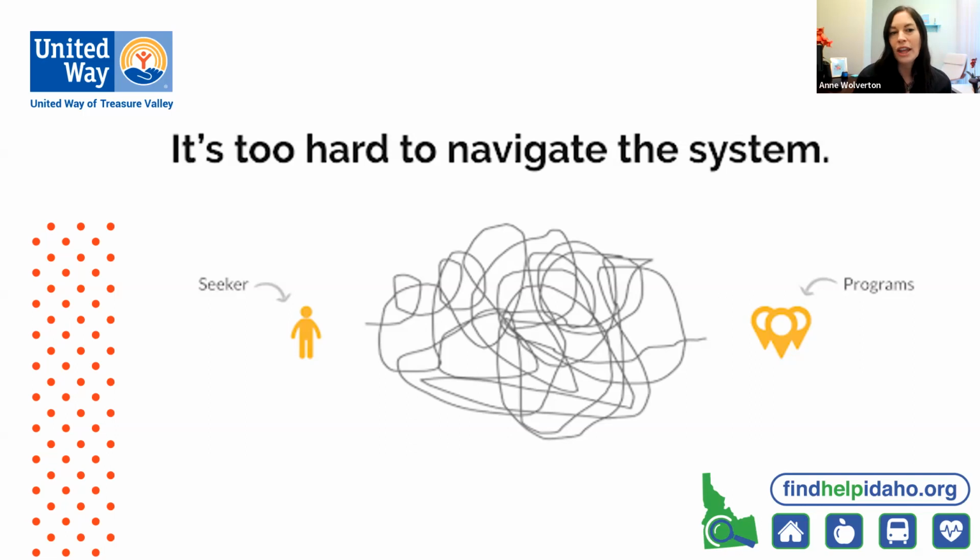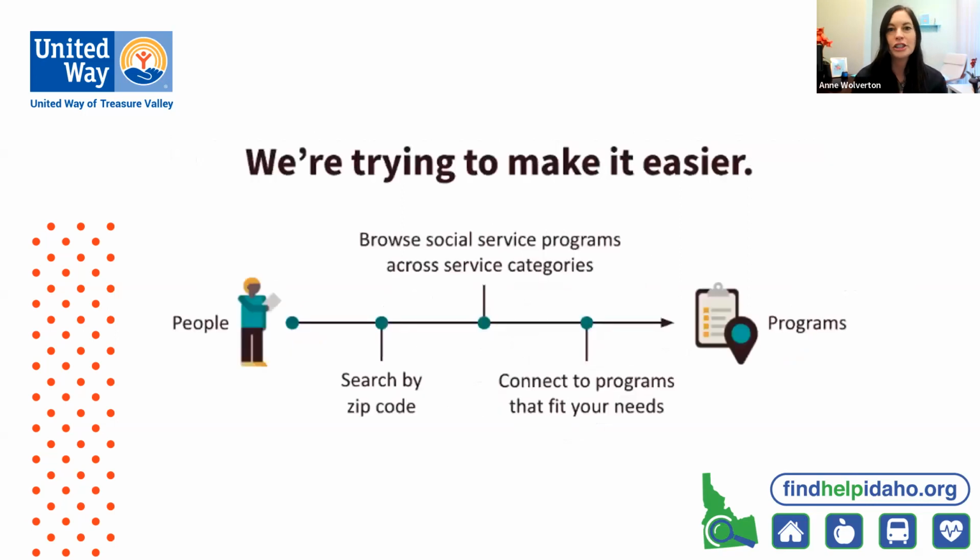And what we know is that people sometimes get lost in this journey. So the barriers that are in place to getting help create a problem, because seekers sometimes don't actually get the help that they need to lead healthy and successful lives. And we know that the state of Idaho is really resource rich. There's tons of programs. They want to connect and help people, but that connection piece is often missing. So FindHelpIdaho is trying to make it easier by removing some of the barriers. So the goal is to connect people directly to the programs that can serve them.